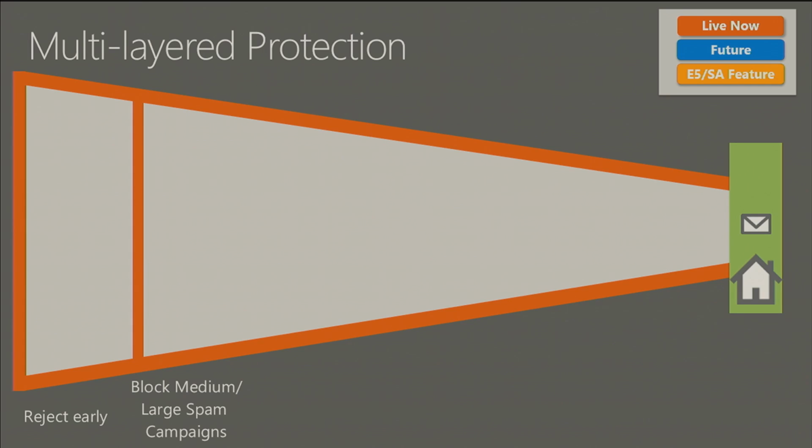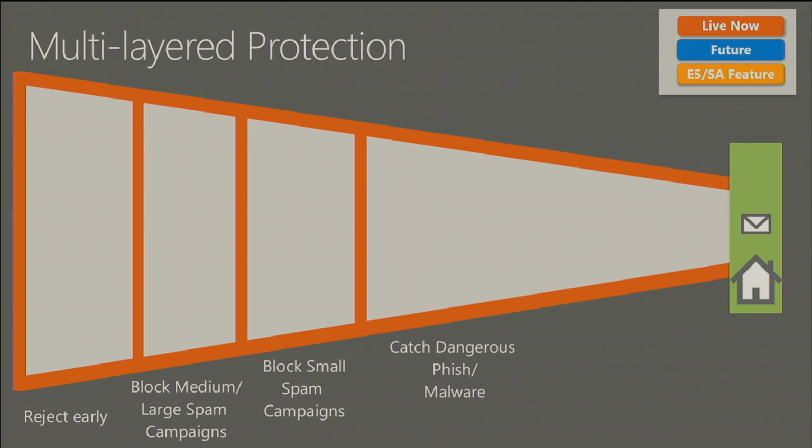Our next strategy is around blocking. We want to try to block medium and large volume campaigns. Those are larger campaigns that tend to cluster very well, and so we can look at information in aggregate. We try to block smaller campaigns, so these tend to be a little bit more targeted. We have a suite of features that try to target those types of campaigns. And then we have a whole suite of features around catching dangerous phish and malware messages. And we'll talk about a number of those features a little bit later on, and we'll actually see some demos of how those work.